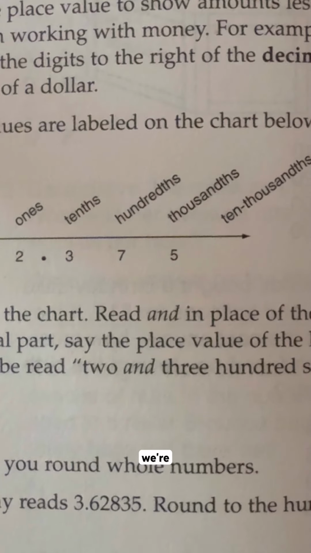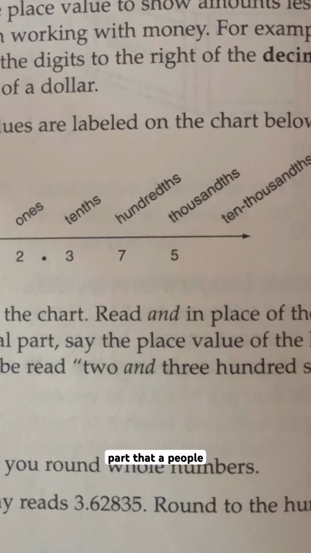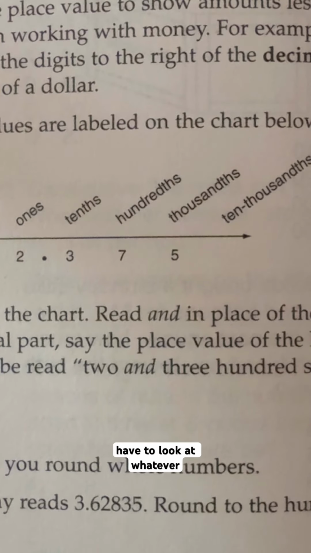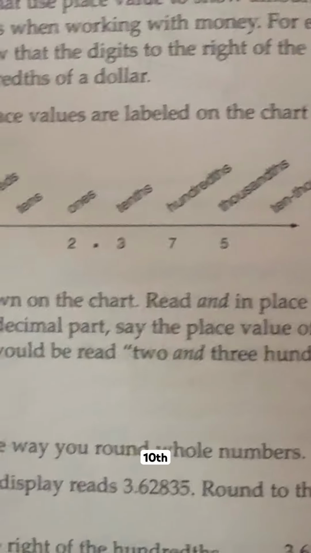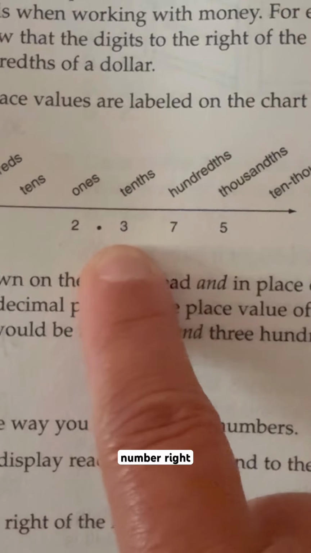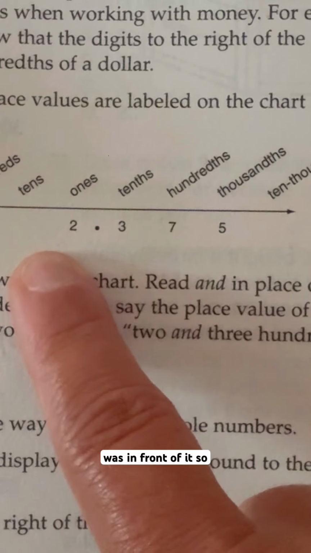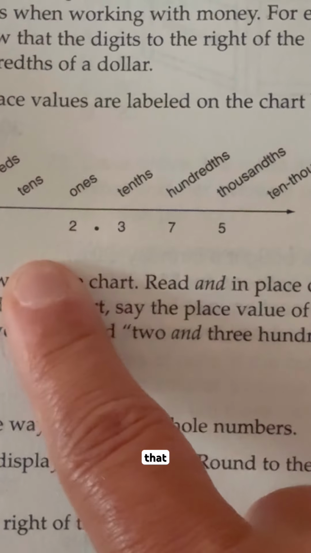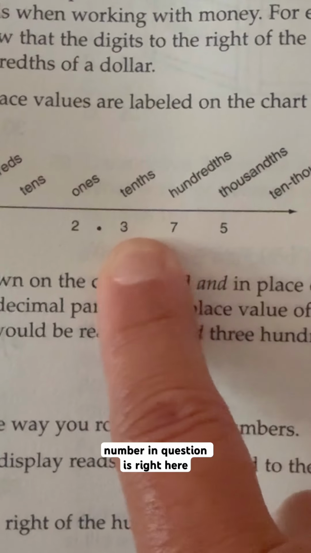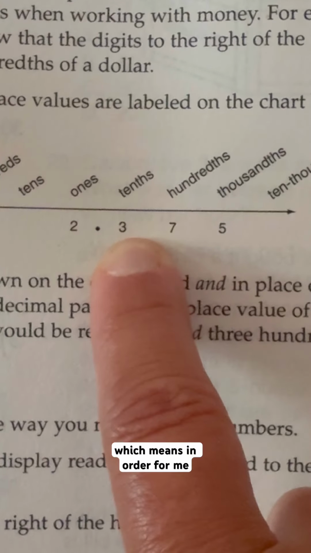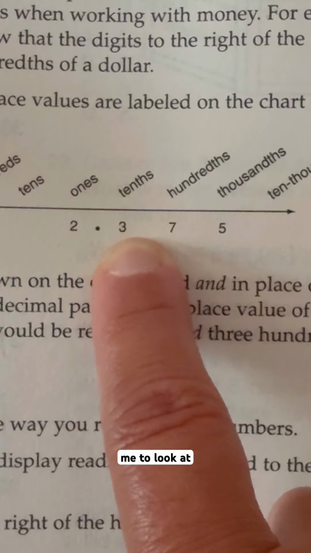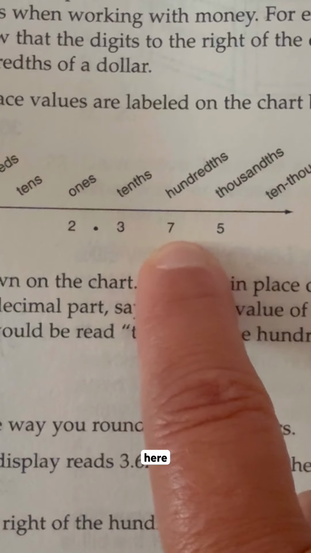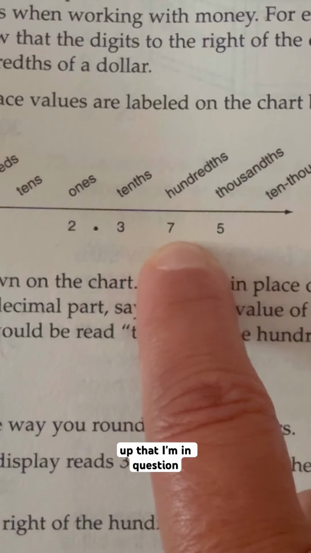So we're talking about rounding, which is going to be the part that people really struggle with. We have to look at whatever it is that they're asking us in the problem. If I said round to the nearest tenth, then I would be looking at this number right here. So I would be putting whatever was in front of it, so 2 point, anything that's before that decimal. The number in question is right here at the tenths position, which means in order for me to do any kind of rounding, I always look at the number right after what they're asking me to look at. So I would look at this number right here, and I would say, anything 5 or higher is going to round that number up that I'm in question of.